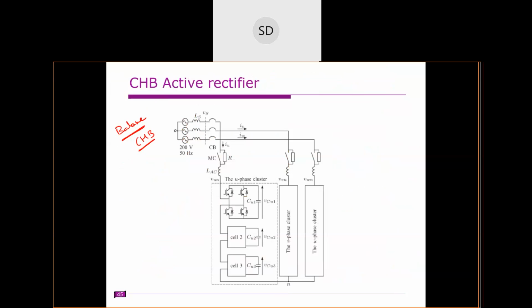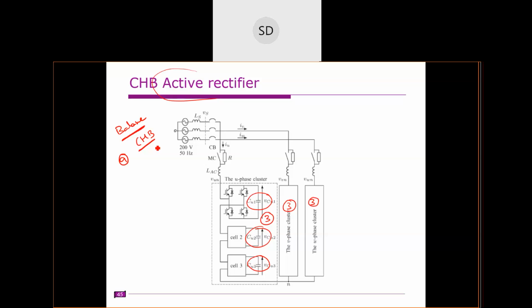This is another example, an active rectifier example. The earlier one was the STATCOM example. In this active rectifier, you have these 3 DC sources, another 3 capacitors, another 3 capacitors. So in total we need to balance 9 capacitors.